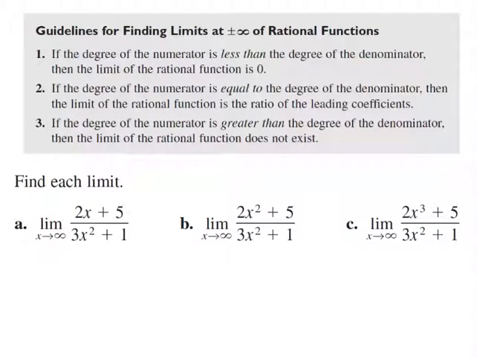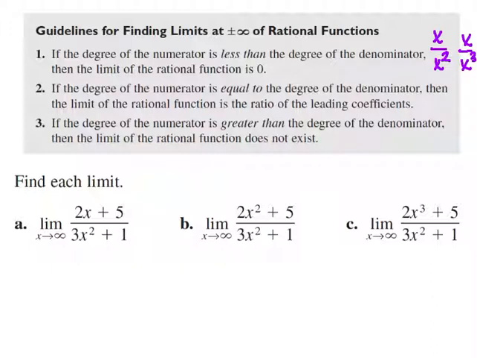So you have these guidelines written down. First of all, it says if the degree of the numerator is less than the degree of the denominator, then the limit of the rational function is 0. So basically, if you have an x over an x squared, or an x over an x cubed, you have a higher power in the denominator. Number 2, if the degree of the numerator is equal to the degree of the denominator, then the limit of the rational function is the ratio of the leading coefficients.